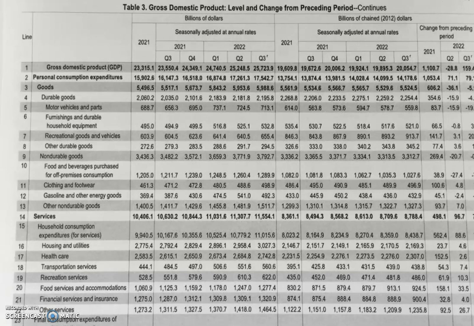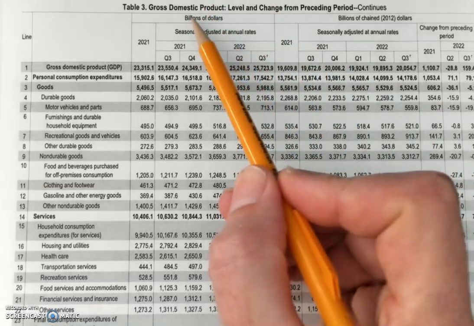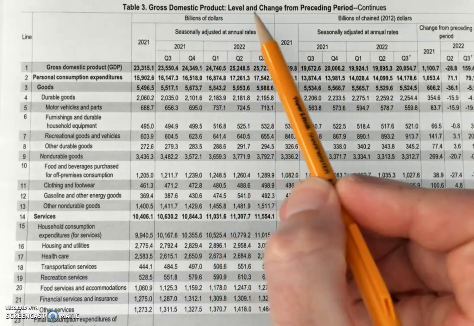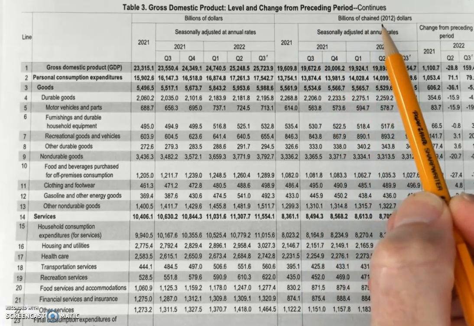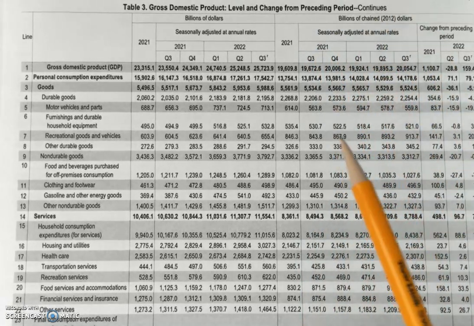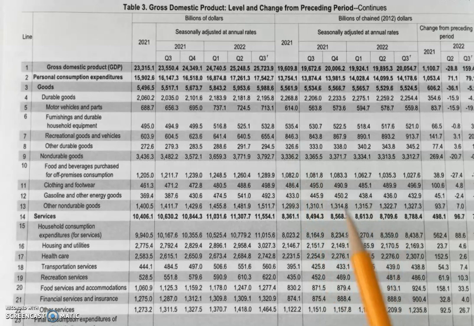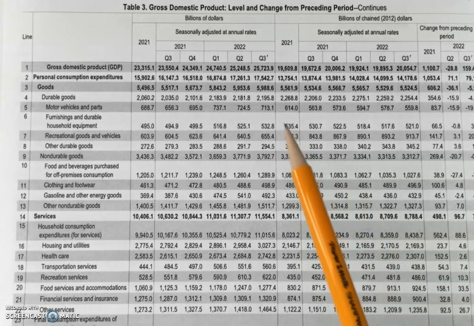Okay, in this video we're going to go over the gross domestic product report, and this is an extensive report, but there's only a few tables that are really pertinent to what we're trying to accomplish. And the most important is going to be table 3. So this is the gross domestic product level and change from preceding period.